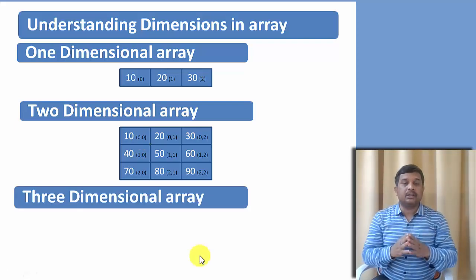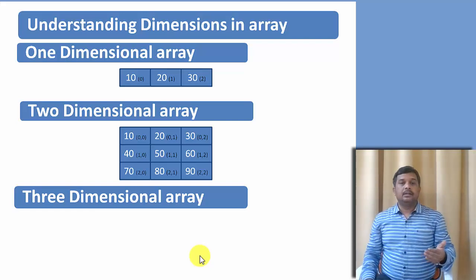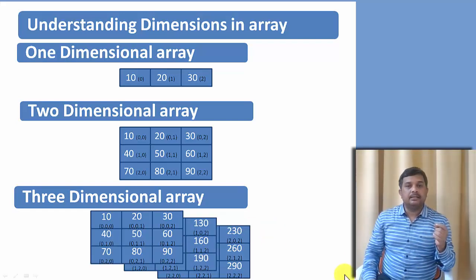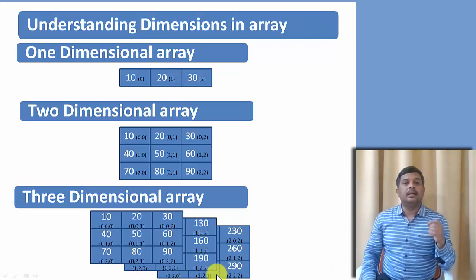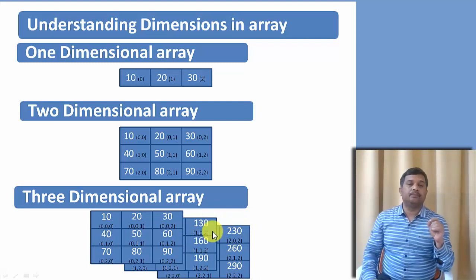Similarly, a three-dimensional array is a collection of two-dimensional arrays. You can see it in this way. First one is a two-dimensional array. Second is again a two-dimensional array. Third is again a two-dimensional array. And to indicate an element, we need three subscripts.